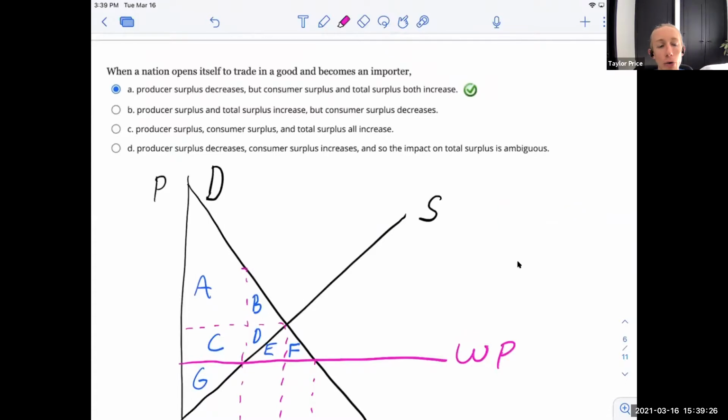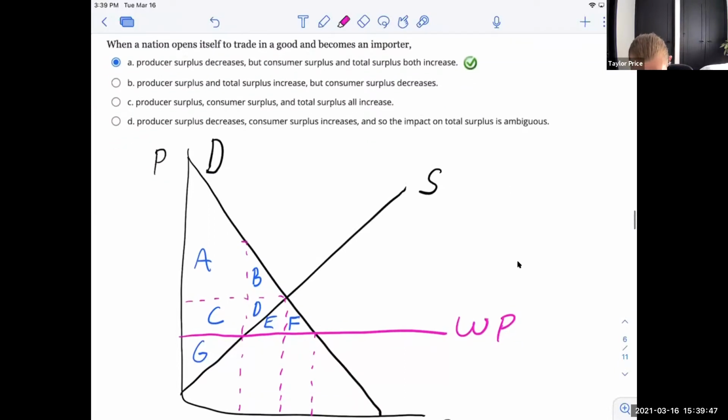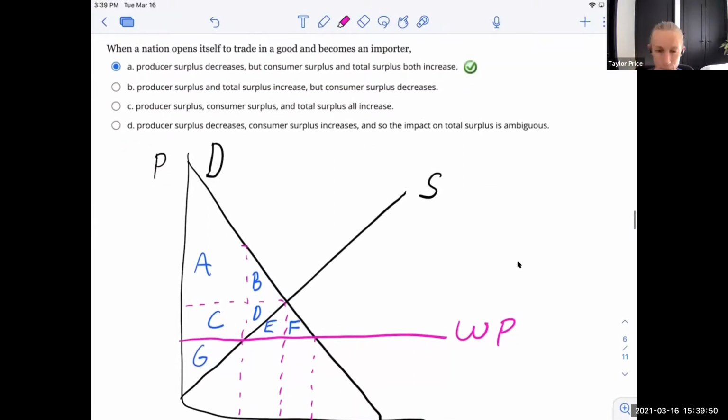So another question, I think this was also from the pre-lecture quiz for chapter 9. So this question was basically asking, when a nation opens itself up to trade in a good, it becomes an importer. So the correct answer was producer surplus decreases, but consumer surplus and total surplus increase. And so I drew an example that hopefully is a little helpful. But basically, when a country becomes an importer, that means that the world price is below the natural domestic price.